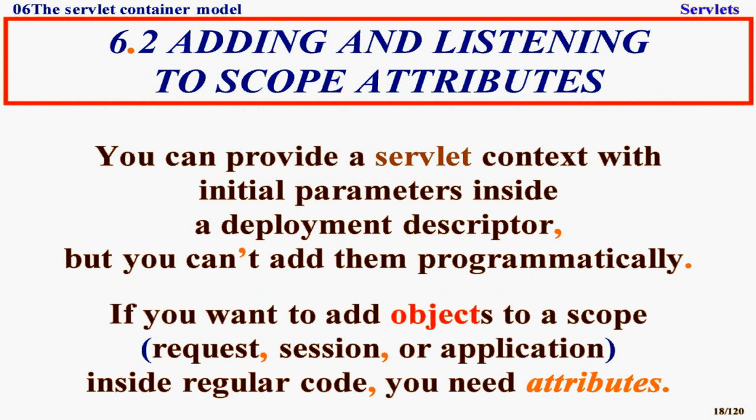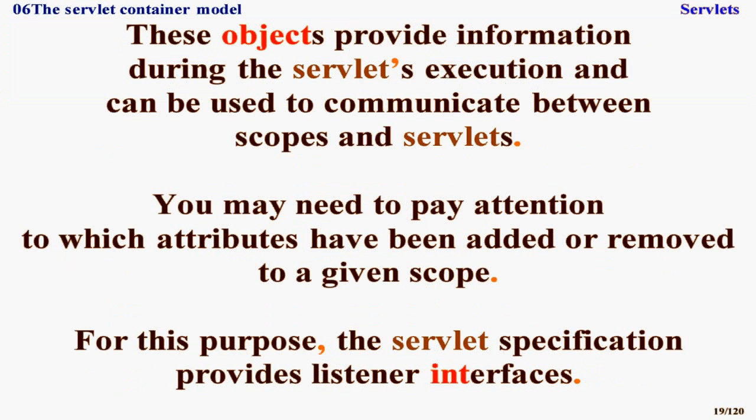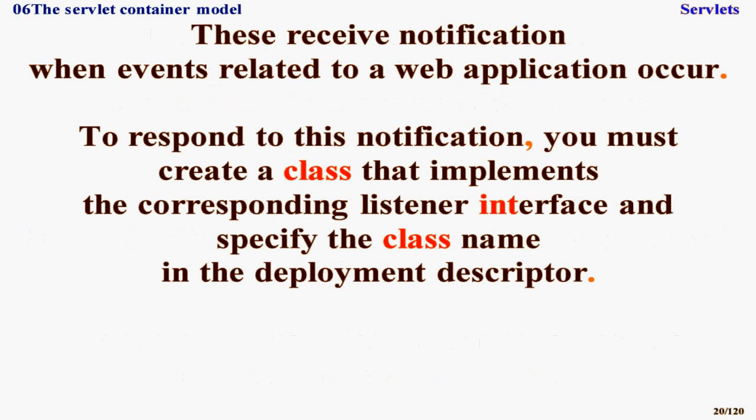You can provide a servlet context with initial parameters inside a deployment descriptor, but you can't add them programmatically. If you want to add objects to a scope (request, session, or application) inside regular code, you need attributes. These objects provide information during the servlet's execution and can be used to communicate between scopes and servlets. You may need to pay attention to which attributes have been added or removed to a given scope. For this purpose, the servlet specification provides listener interfaces. These receive notification when events related to a web application occur.